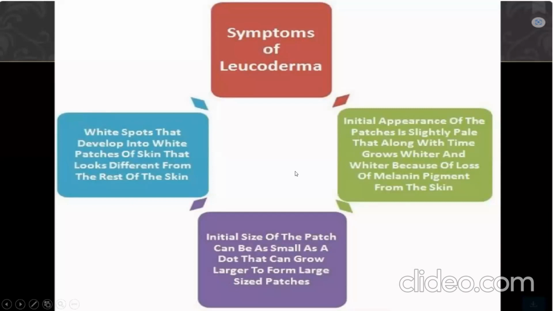Then in short, symptoms: white spots that develop into white patches of the skin that look different from the rest of the skin. Initial appearance of the patches is slightly pale, that along with time grows whiter and whiter because of loss of melanin pigment from the skin. An initial size of the patch can be as small as a dot that can grow larger to form a large size patch.